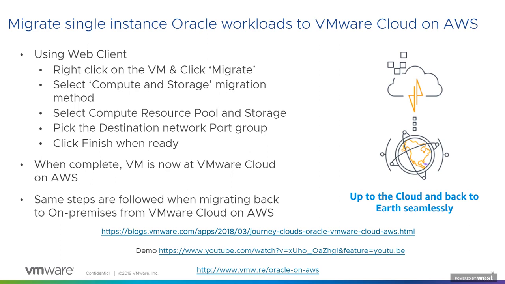By following the steps shown in the slide here, wherein we choose the migration method, the resource pool, the storage, and the destination network port group, one can seamlessly and transparently migrate the single instance workload to VMware Cloud on AWS.